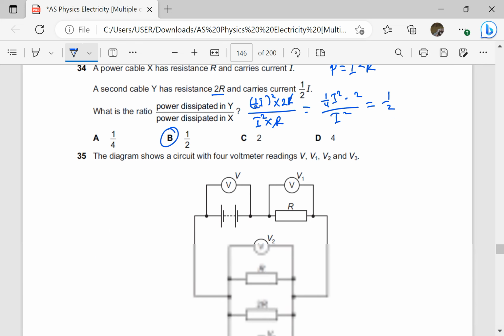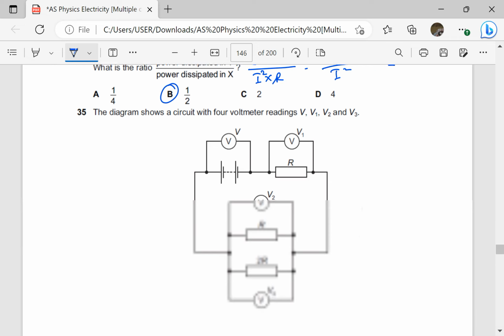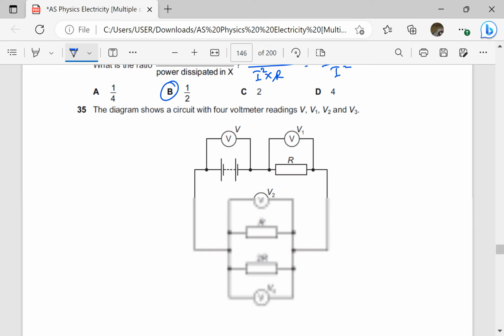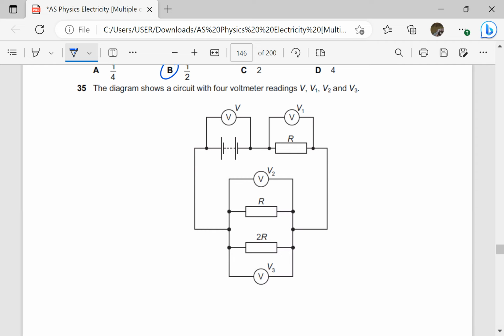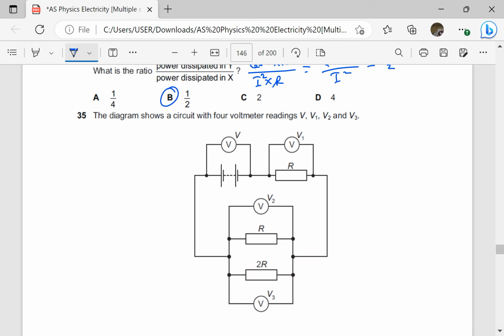The diagram shows a circuit with 4 voltmeter readings V, V1, V2, and V3 as shown here. Which equation relating the voltmeter readings must be true? Before we see the available options, let's see some of the possible equations. Now you will notice that V2 is giving a PD across R. It is also giving the PD across to R. That means V2 and V3 are the same because they are connected across the parallel combination.